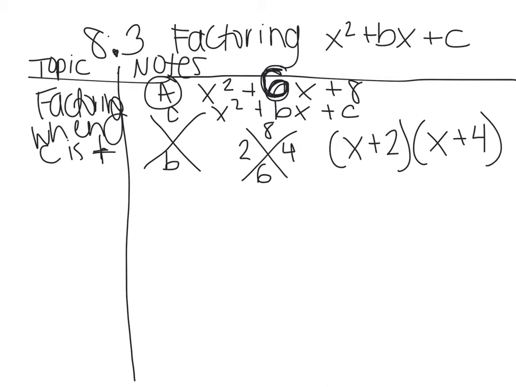To check to make sure that you factored it correctly, you can use FOIL or the box method, and when you multiply it, you should get x squared plus 6x plus 8.